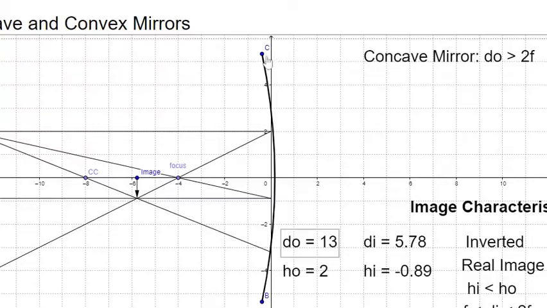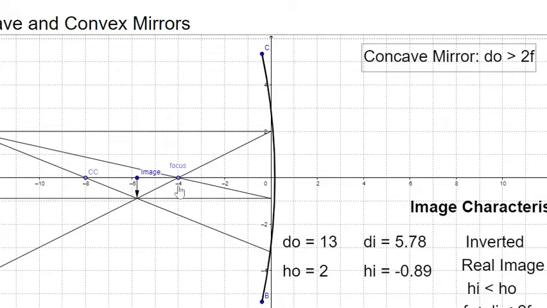First of all, you need to know that this is a concave mirror. You can see that up here. It's concave because the light is hitting the bowl side, the inside of the bowl side. So it's curved this way. It's curved toward the object, if you will. And also this notation over here, I'm underlining with the cursor, DO, the object distance, is greater than 2 focal lengths. So what does that mean?